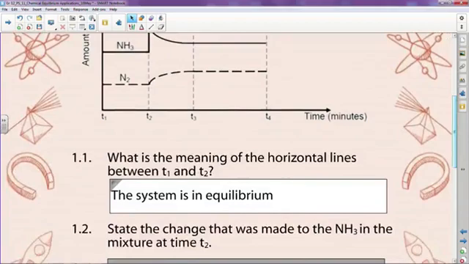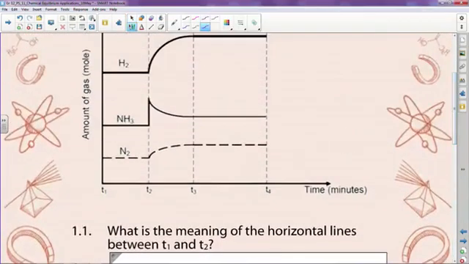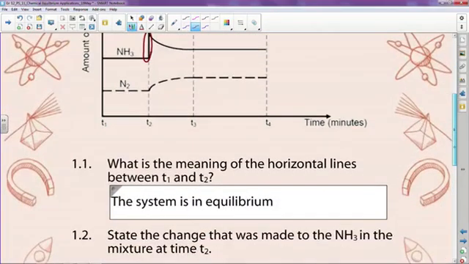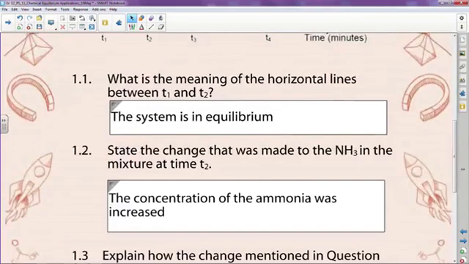Then it said state the change that was made, and remember we look at the graph, and the point here is that this concentration increased. You can see it. So the amount of moles increased, which means that the concentration of the ammonia was increased. You could even have written, we added ammonia into the system. However you want to write it, it doesn't actually matter, as long as you're telling me that we have more NH3 than when we started. So that's important.